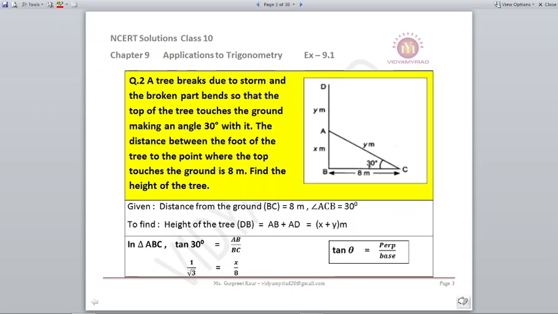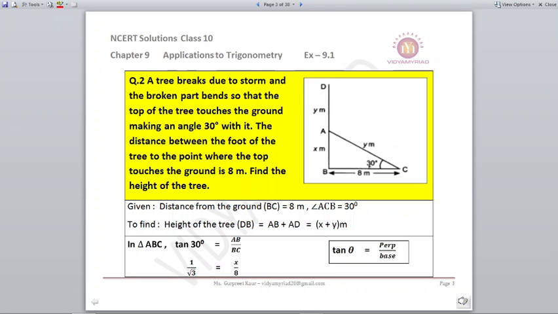So here the base is given to us. We have to find AB and we have to find AC. There are many ways to do this. You can use various other identities. You can use cos theta here because you have the base. With the base you can find the hypotenuse, the angle is given to us. Once you have the hypotenuse, you can find AB by using sine theta. So there are so many ways.